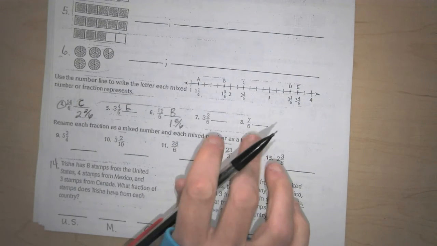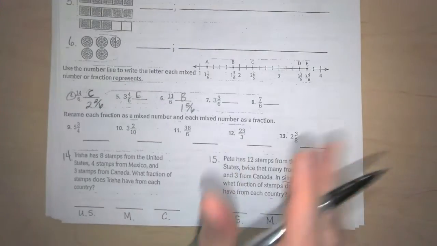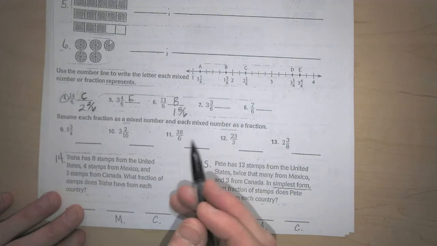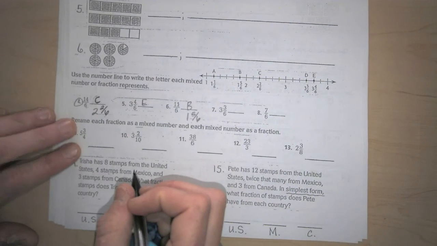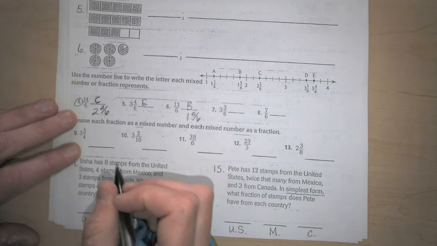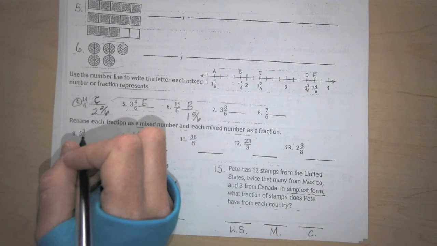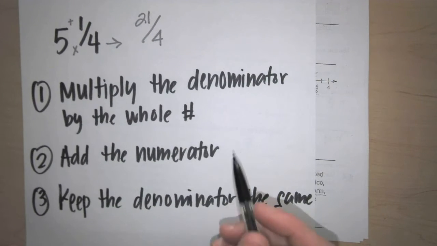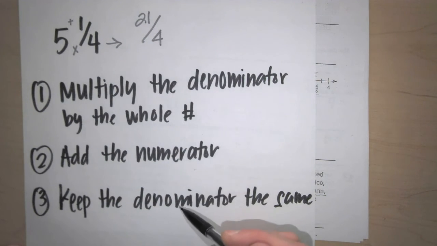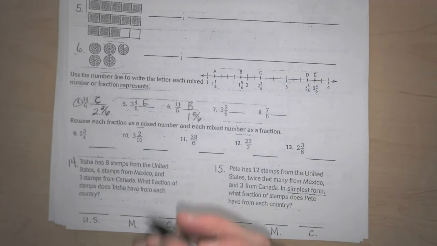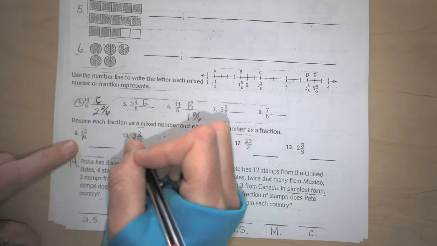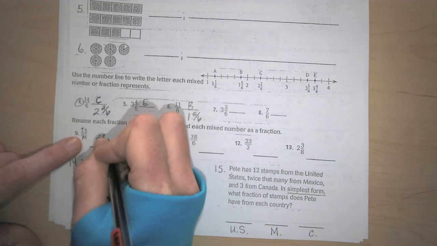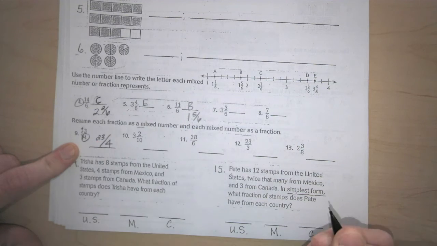You can do those two if you like. You don't need to. This one we're rewriting each fraction as a mixed number and each mixed number as a fraction. So to go from a mixed number to a fraction, I am going to follow those same steps. I'm going to multiply the denominator by the whole number, add the numerator, and keep the denominator the same. So 5 times 4 is 20. 20 plus 3 is 23. My denominator is 4.